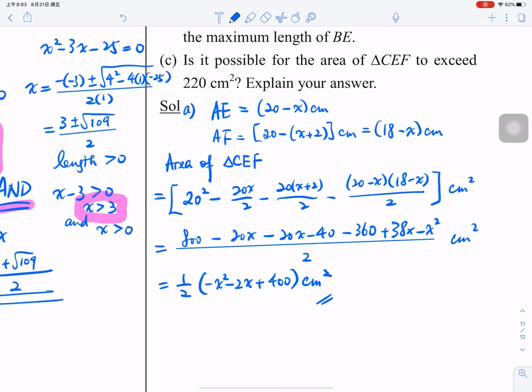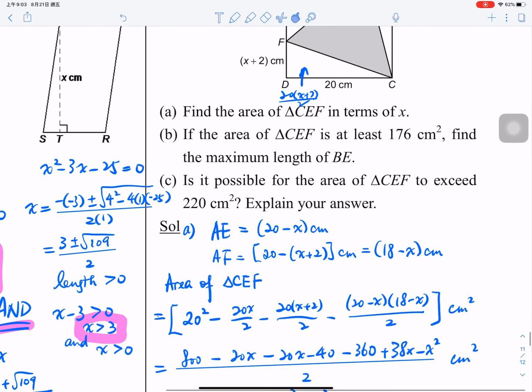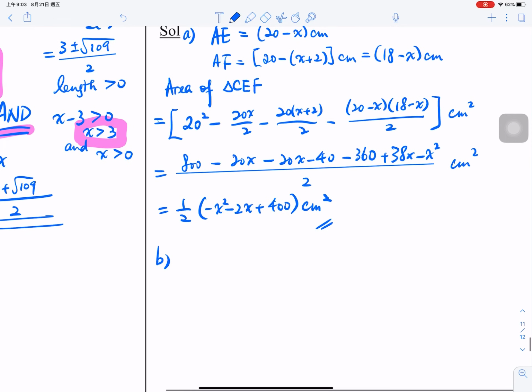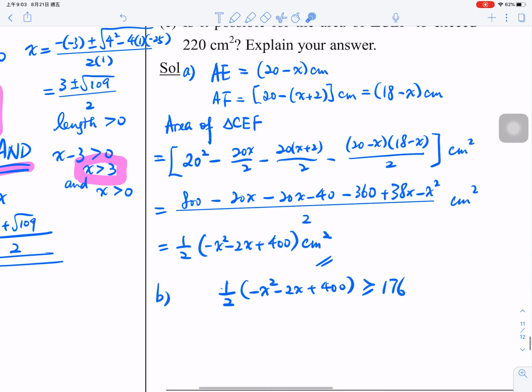Part B. Now here area of triangle, this one at least. Pay attention at least. Okay, 176 cm, find the maximum length of BE. So again, inequality. This one at least 176 cm square. That means greater than this one or equals to this one. At least this, that means include this value, right?